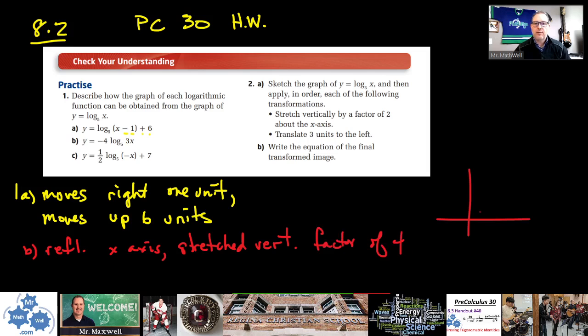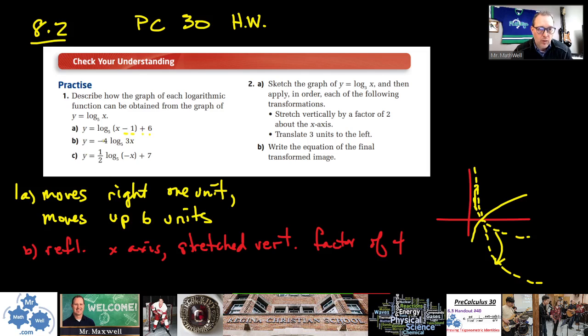So if we have this as our graph, it's going to be flipped vertically. It's also going to be stretched vertically. It's going to be times 4 here. So stretched vertically as well.